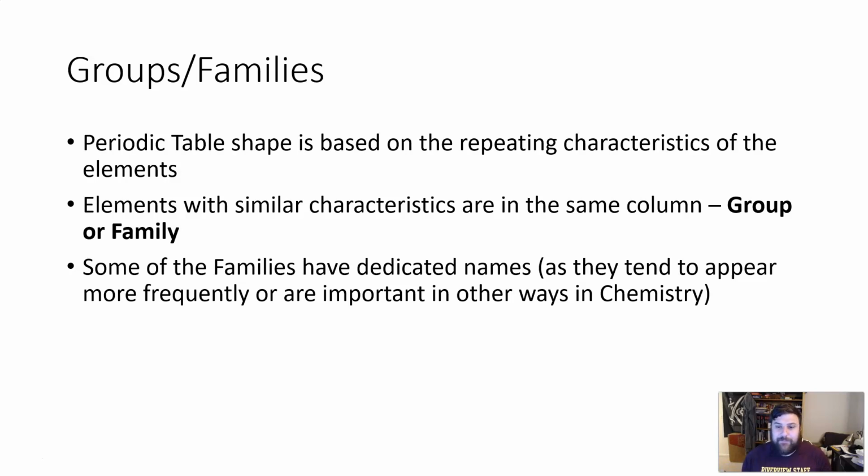Some of these families have dedicated names, as they tend to appear much more frequently or are more important in other ways in chemistry. So, there's probably about 5 or 6 distinct groups that we're going to talk about. Not every single element is going to fall into one of these groups, but there are enough that they warrant us talking about them.